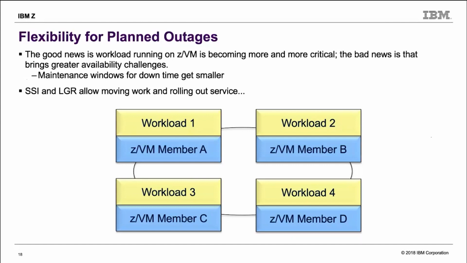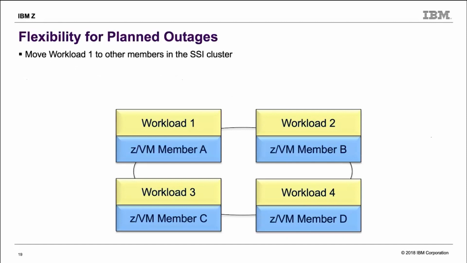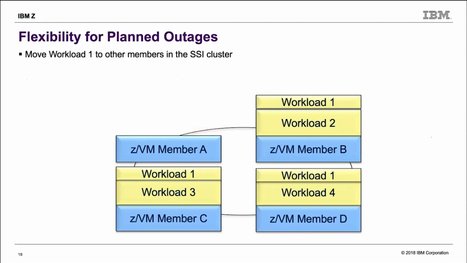But as I'm sure all of you are aware, this means that we don't have a lot of time for taking maintenance or outage windows. Right. So in this case, LGR can be very useful to help minimize the cost of those outages. So let's say, for example, we want to apply some service to member A in our 4-member cluster here. Now, what we can do is divvy up the workload from workload 1 onto each of the other 3 remaining z/VM members, right?